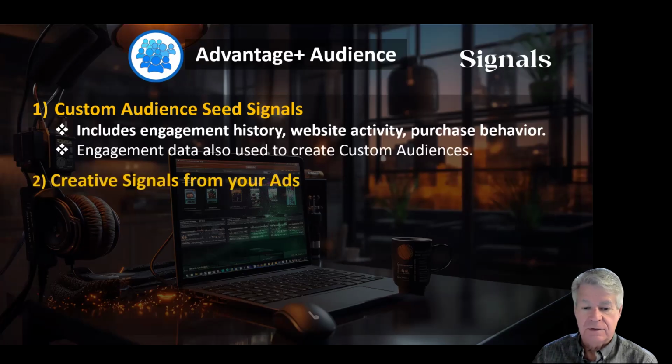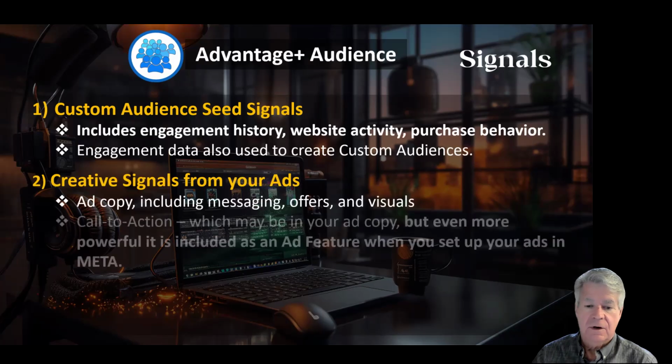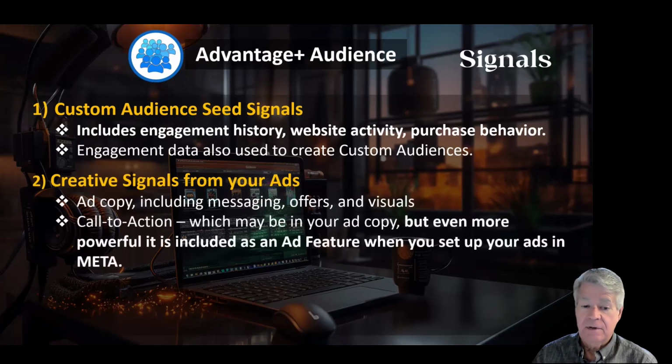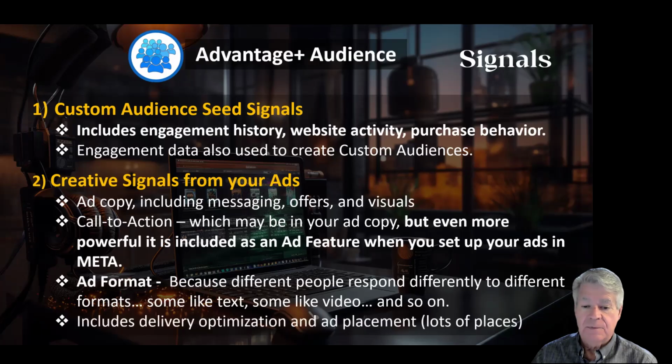The next one is creative signals, and these include ad copy, including messages, offers, and visuals; call to action, which may be in your ad copy, but even more powerfully, it's included in an ad feature when you set up your ads in Meta in certain types of Facebook campaigns; and ad format, because different people respond differently to different formats. Some like text, some like video, and so on. It also includes delivery optimization and ad placement, lots of places. Advantage Plus audience looks at your ads to get clues about who might be interested in your ads. I know that sounds redundant, but it's really just that simple.